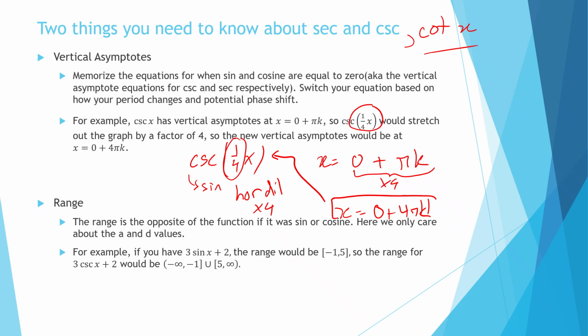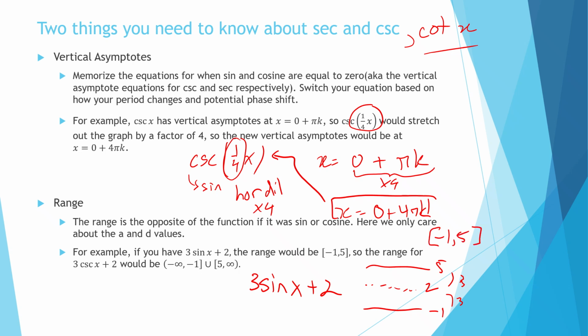All right, for the range of secant and cosecant, imagine you're finding the range of sine or cosine, and then just take the absolute opposite of it. So, for example, if we have 3 sine of x plus 2, we would see the midline at 2, and then our amplitude would be 3. So -1 and 5, going 3 up and then 3 down from 2. Our range would be -1 to 5, including those values.